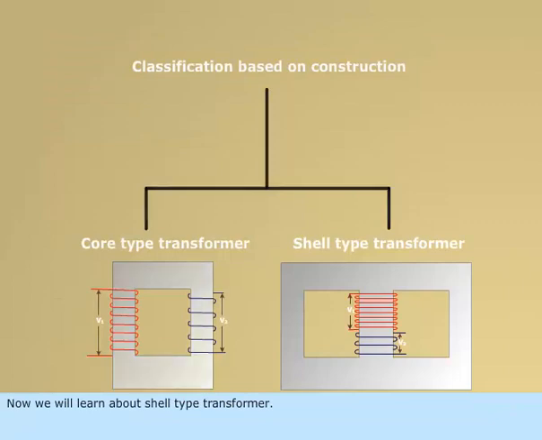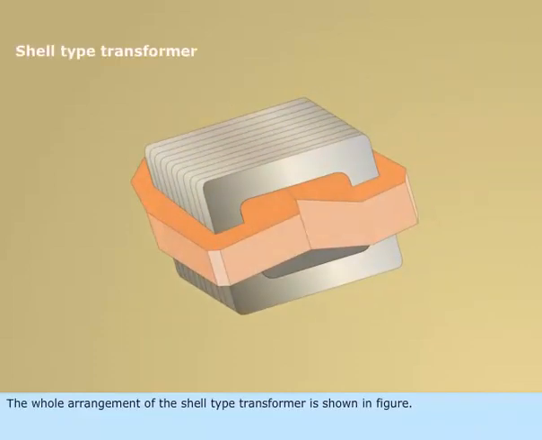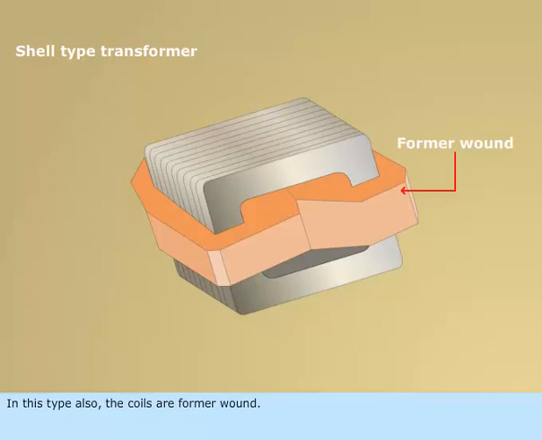Now we will learn about the shell-type transformer. In this type of transformer, the core surrounds a considerable portion of the windings. The whole arrangement of the shell-type transformer is shown in figure. In this type also, the coils are former wound.